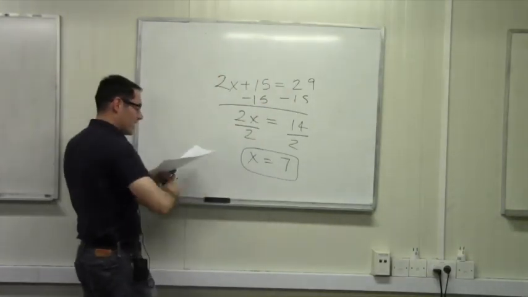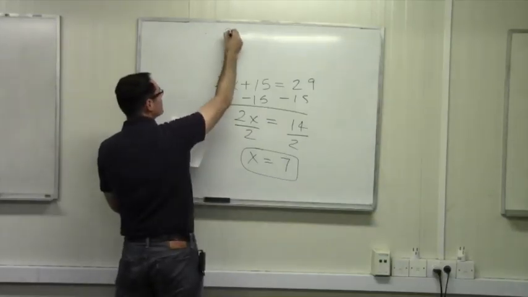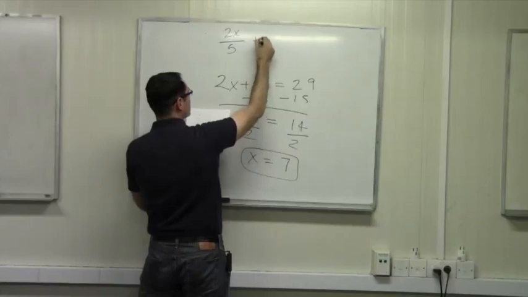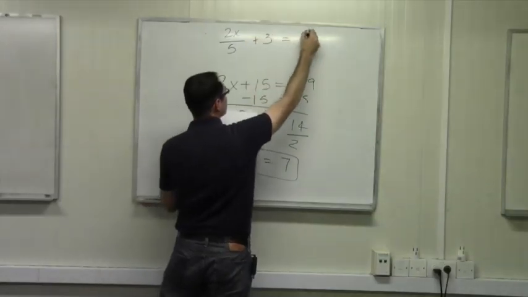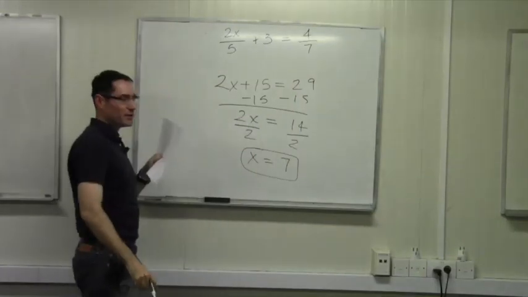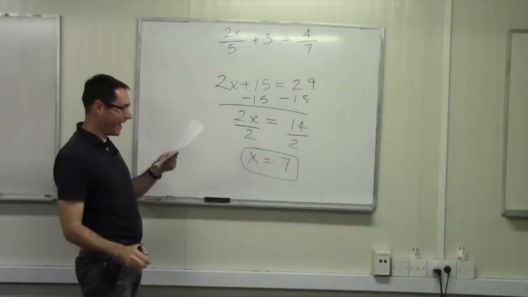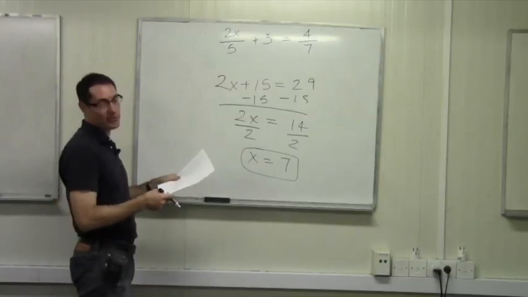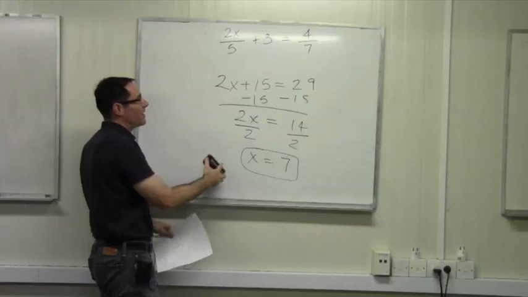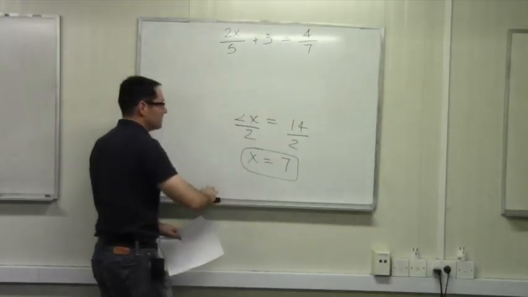The next one we're going to look at is 2x over 5 plus 3 equals 4/7. Anybody know that off the top of their head? Mr. Chance. We went over this a little before. 2x over 5 plus 3 equals 4/7. OK?